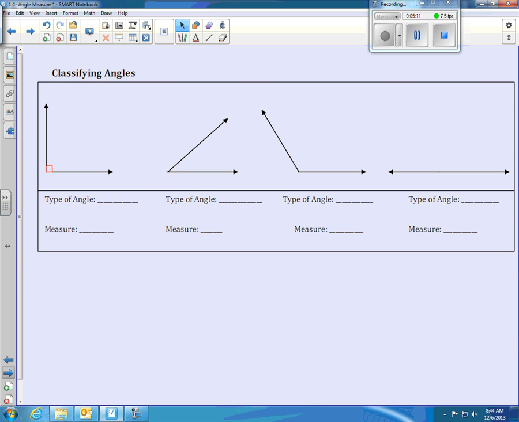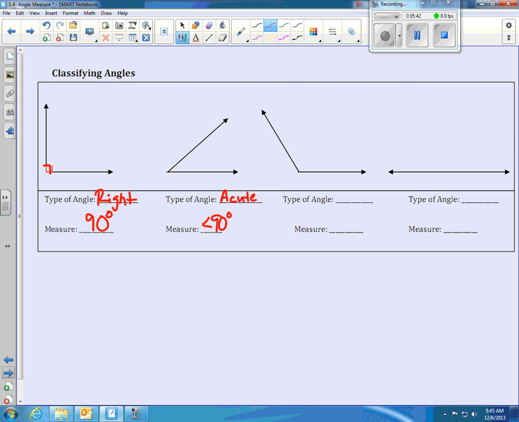All right, let's classify some angles. Our first one here, we have a picture. It should look familiar. It's a right angle. Whenever you see that little box in the corner, that means that our measure is 90 degrees and it's a right angle. Our next angle is less than 90 degrees, so this one is acute. Think about something that's small. Most people think it's so cute. So an acute angle is a small angle.